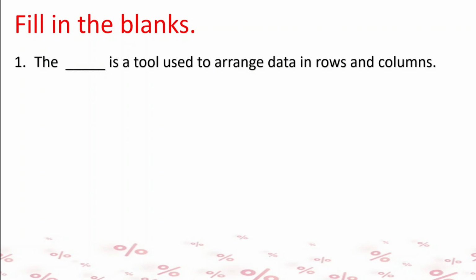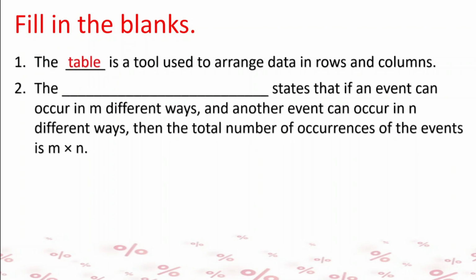So I want you to fill in the blanks to check if you can still remember the terminologies that we discussed during the first few slides. The blank is a tool used to arrange data in rows and columns. If you said table, then you got it. Number two, the blank states that if an event can occur in m different ways and another event can occur in n different ways, then the total number of occurrences of the events is m times n. The missing words are fundamental counting principle.